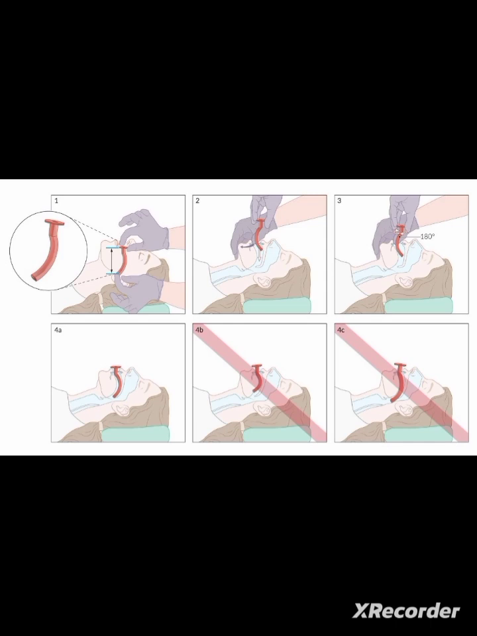In this picture, you can see that firstly we are measuring the size of the airway. So here from the corner of the mouth to the earlobe we are assessing, and the size we are understanding. After that we are inserting the airway. For adult, insert concave up or concave lateral until past the tongue, and then rotate until concave down. That is the procedure we are using for adult.